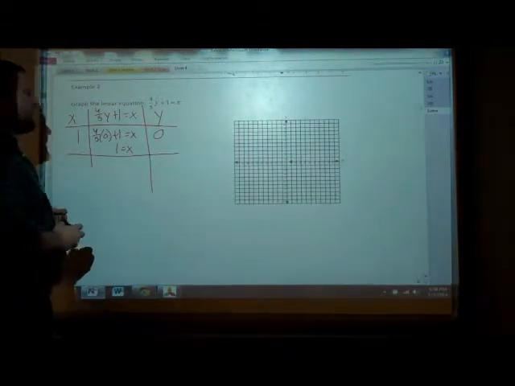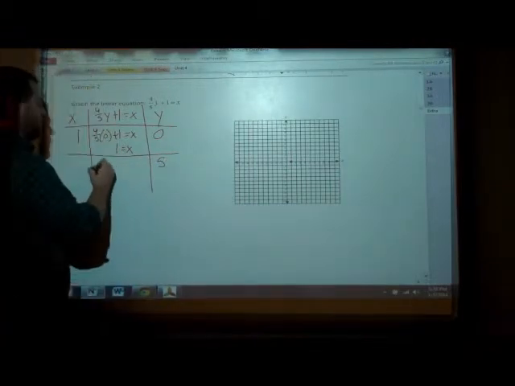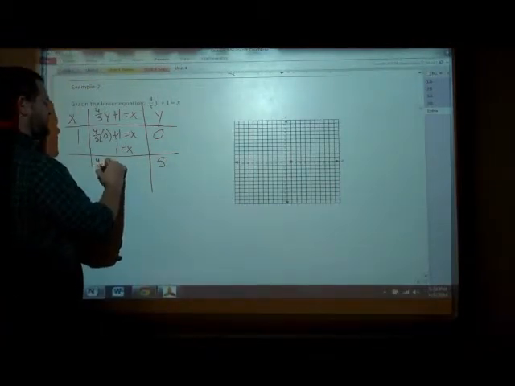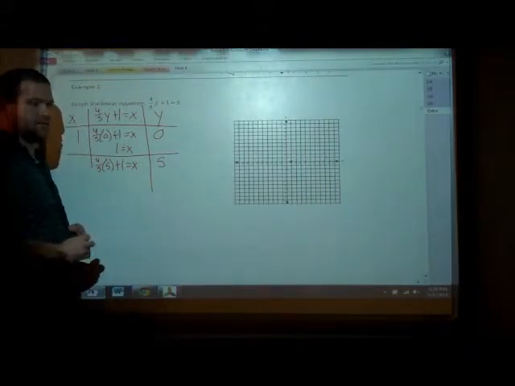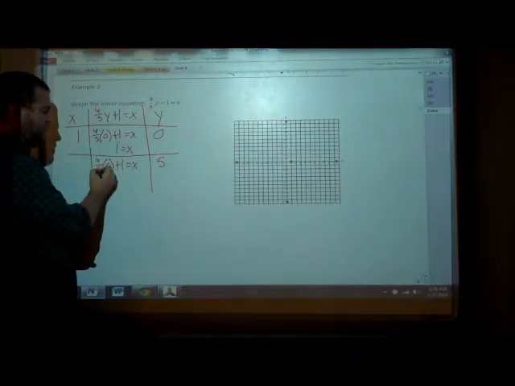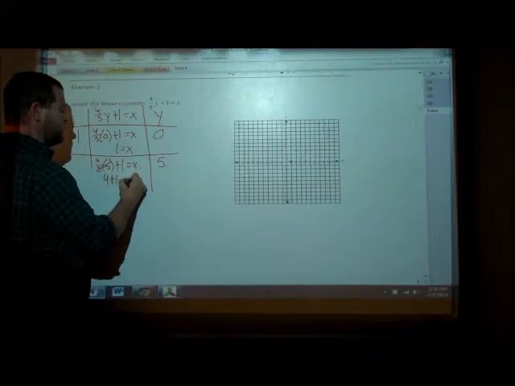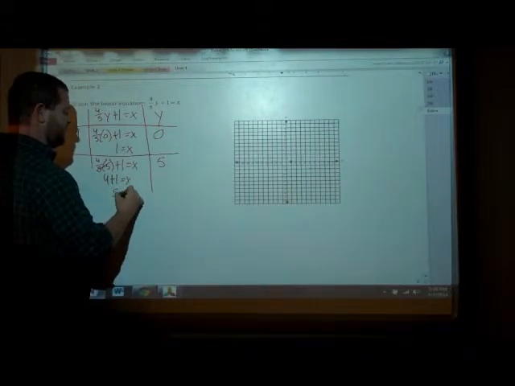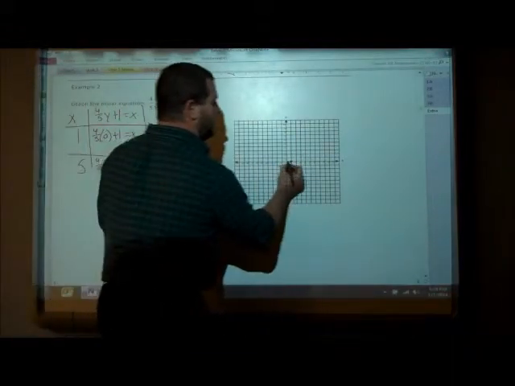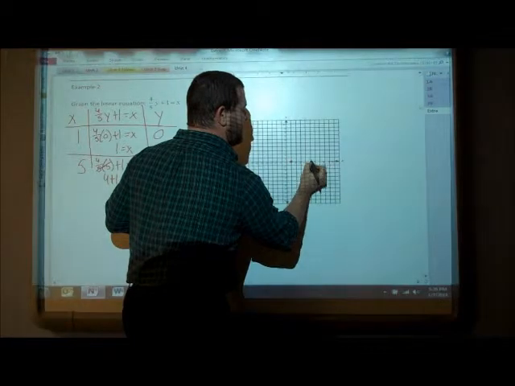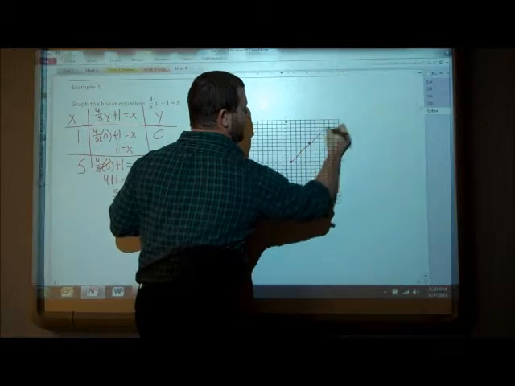In order to find my second point, like I said, I'm going to pick something that's divisible by 5. How about 5? So then I go 4/5 times 5 plus 1 equals x. Well, 5 divided by 5 will go ahead and cancel itself out. So I go 4 plus 1 equals x. 4 plus 1 is 5, equals x. So now my second point is going to be 5, 5. 1, 2, 3, 4, 5. 1, 2, 3, 4, 5. There it is. I connect my line right there.